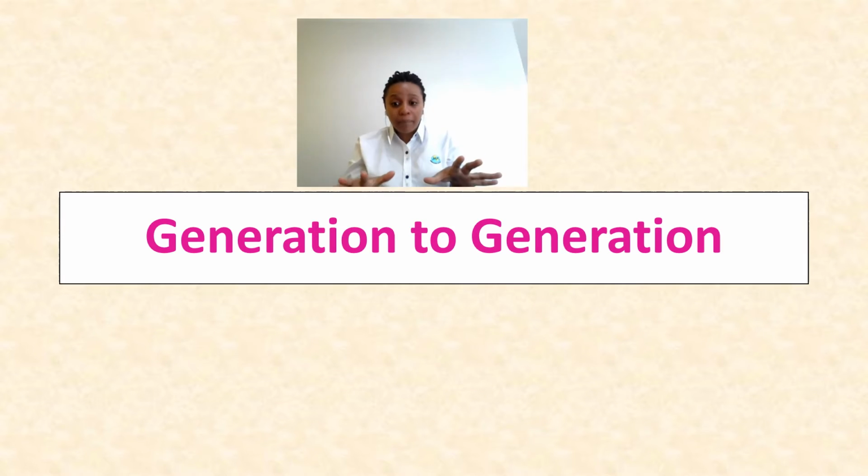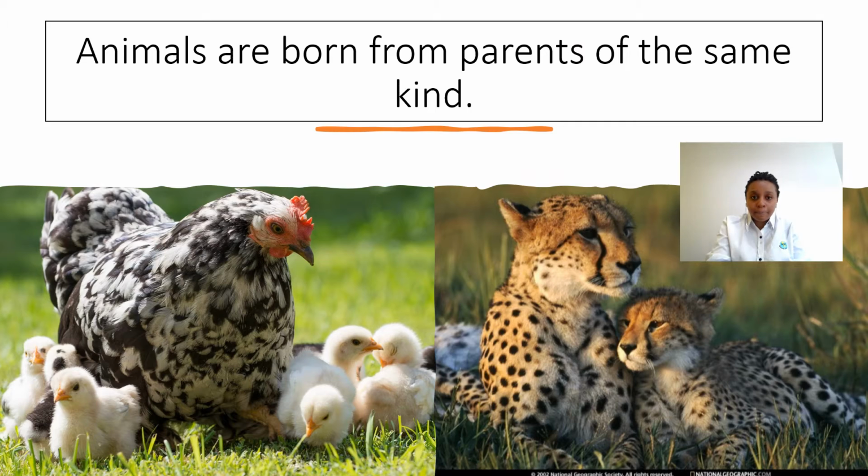Now, today's topic is generation to generation. So, we will be speaking about animals, humans, and some plants that have the same things in common or are different. So, animals are born from parents of the same kind, meaning a chicken will always come from chickens, right? So these are the parents of the same kind. A cheetah will always come from a cheetah.